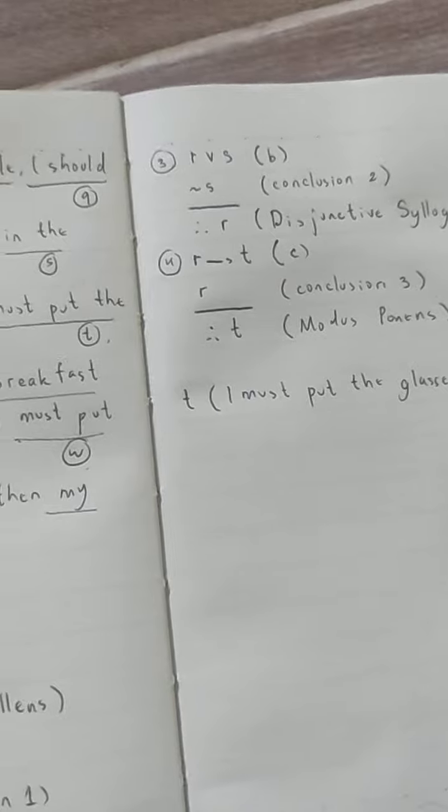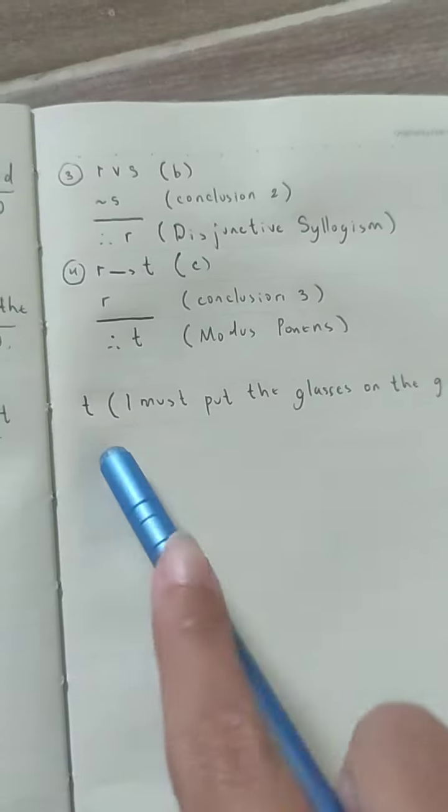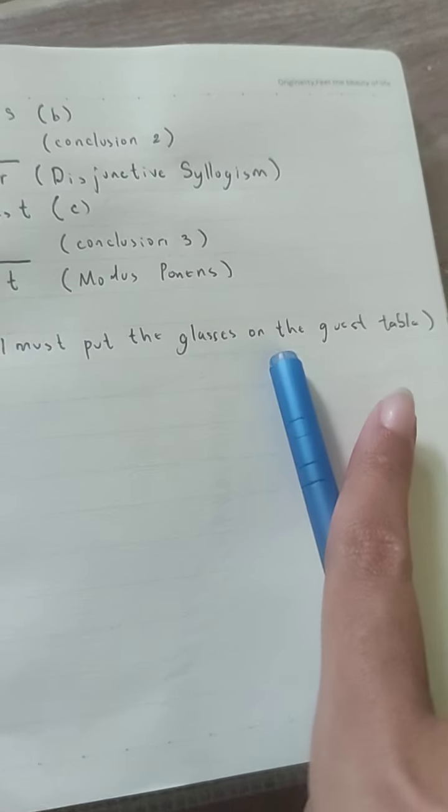Now, so the final answer, where is the glasses? So the glasses is on T. Point T is I must put the glasses on the gas table. So that's my answer.